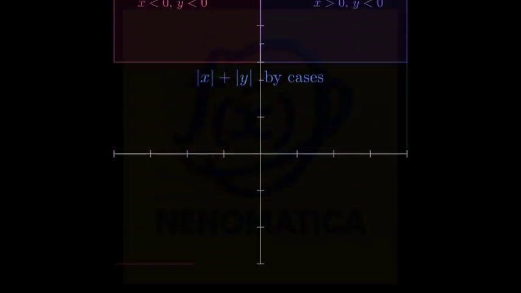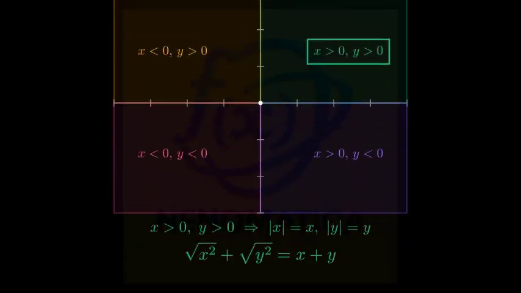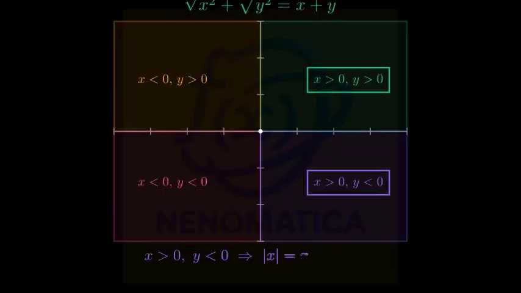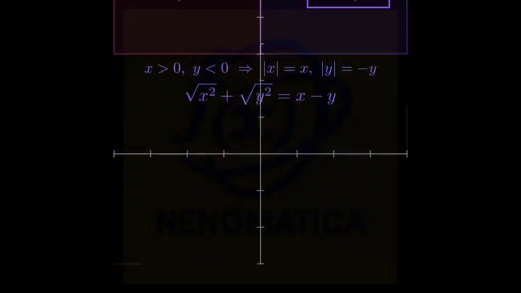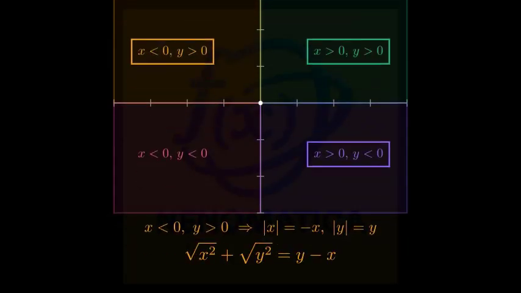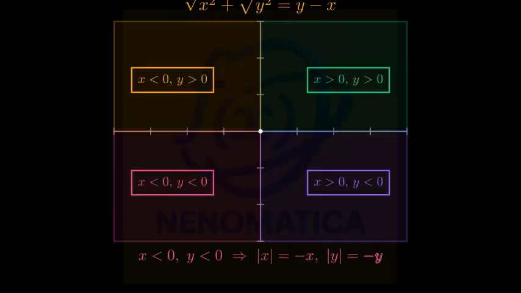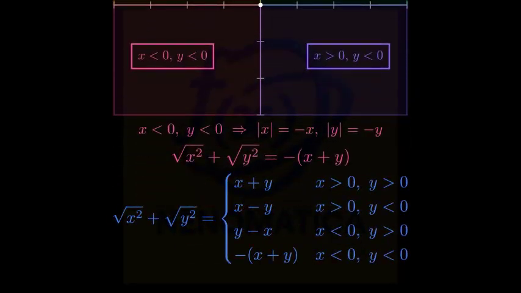Case 1: x positive, y positive. Then absolute x equals x, and absolute y equals y. The sum becomes x plus y. Case 2: x positive, y negative. Absolute x equals x, absolute y equals negative y. The expression becomes x minus y. Case 3: x negative, y positive. Absolute x equals negative x, absolute y equals y. The expression becomes y minus x. Case 4: x negative, y negative. Absolute x equals negative x, absolute y equals negative y. The expression becomes the negative of the sum x plus y. Collecting the four cases, we can write a clean piecewise answer.